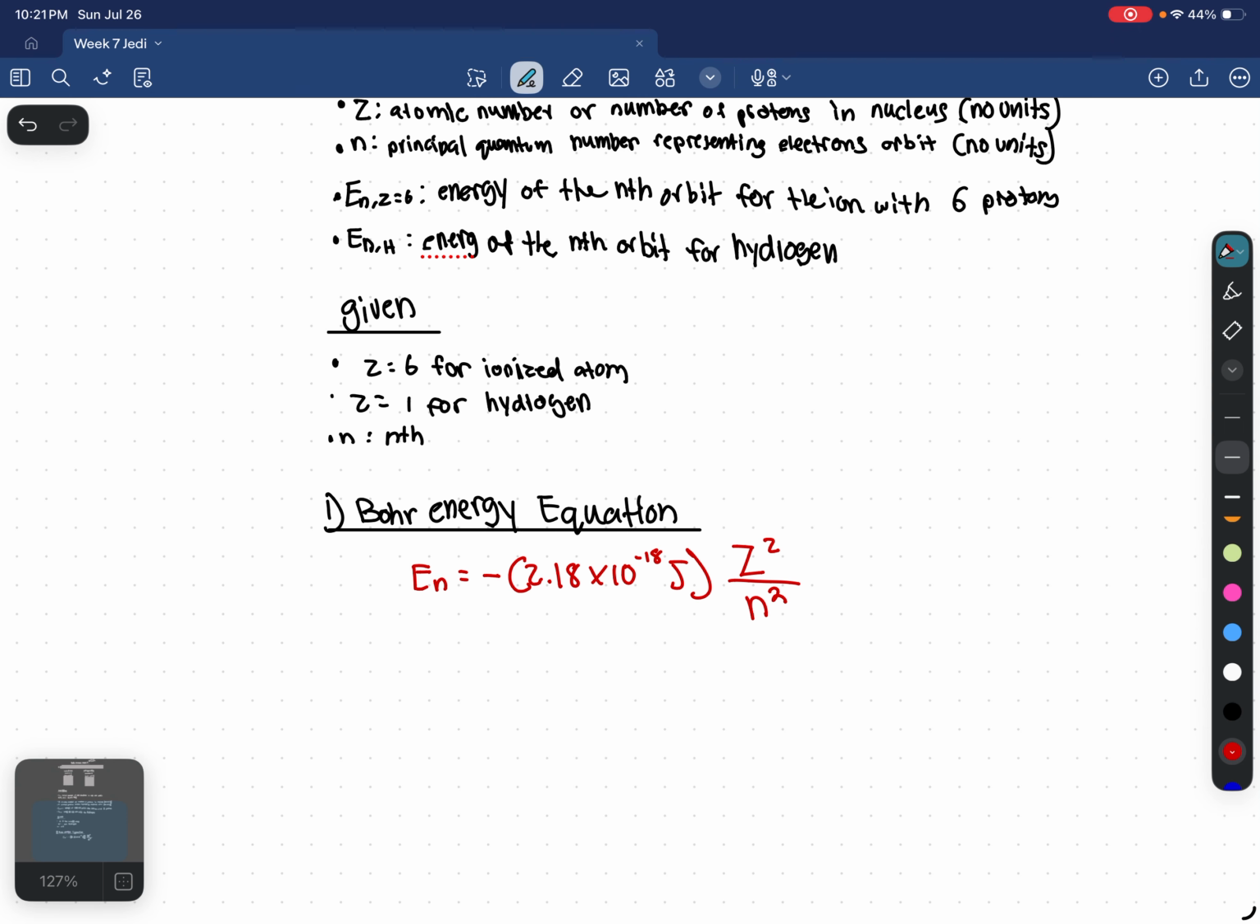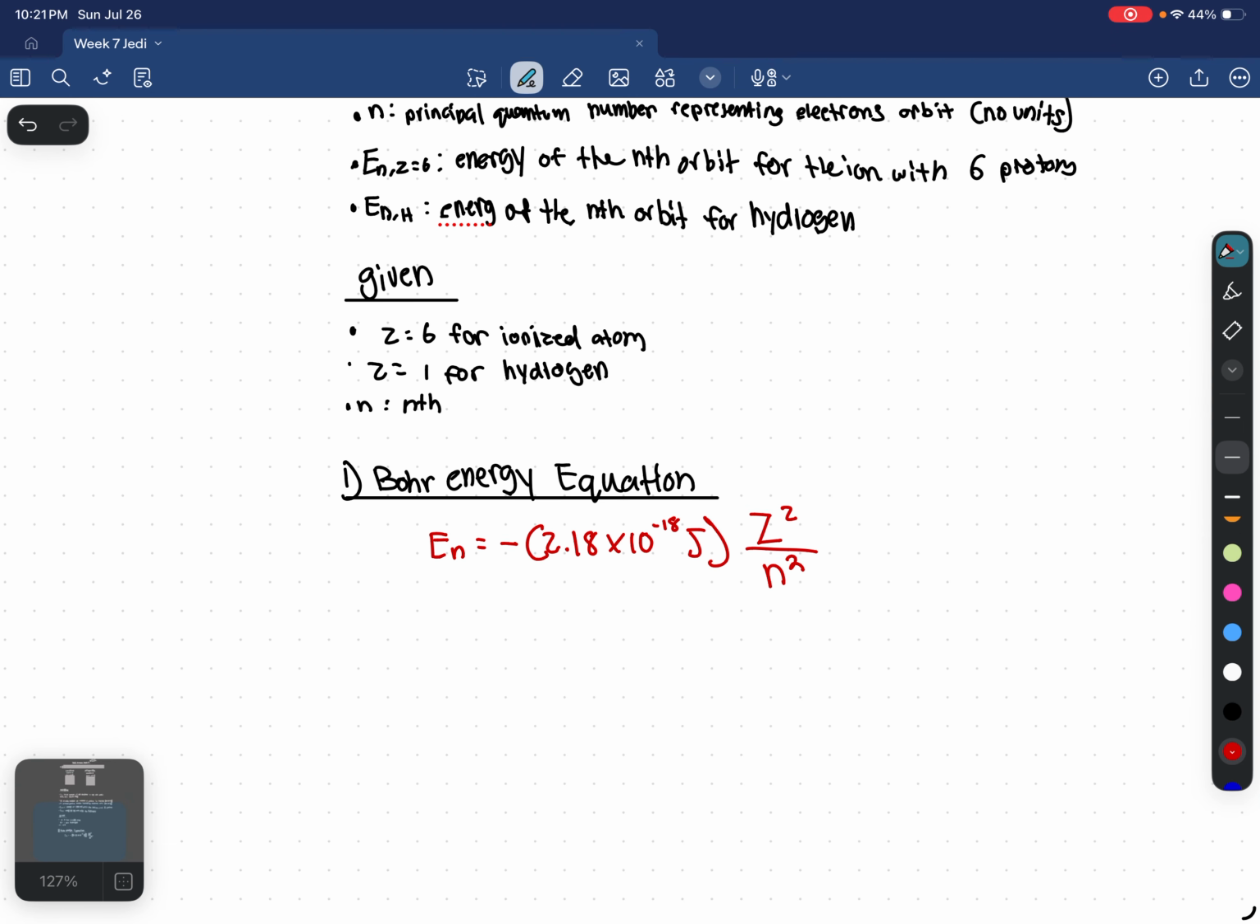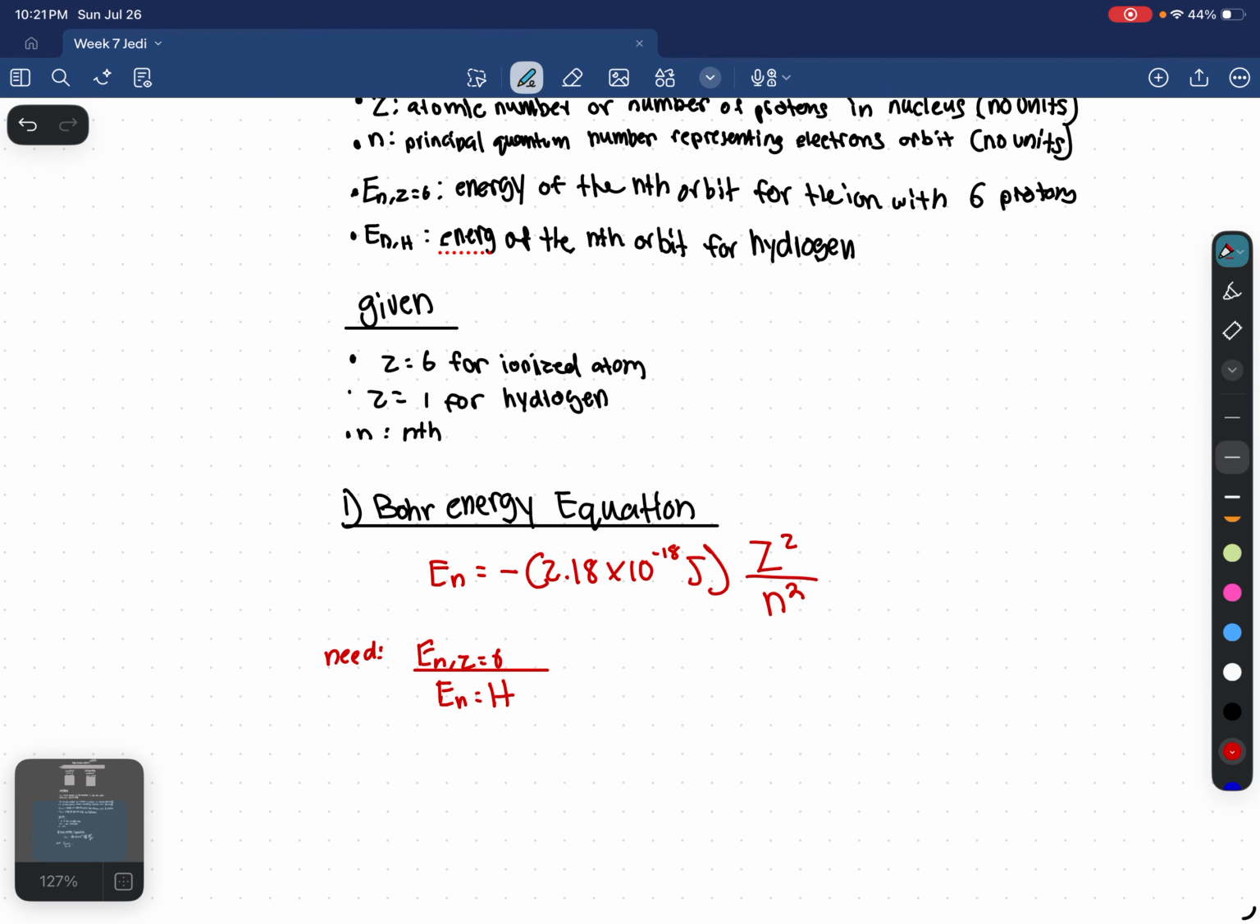Okay, so this is that equation, and the negative sign means that the electron is bound to the nucleus. And what we need is this ratio, E_n for Z equals 6 over E_n for hydrogen. So we're looking for the energy of the ninth orbit for the ion with 6 protons over the energy of the ninth orbit for hydrogen. This is what we need to calculate.